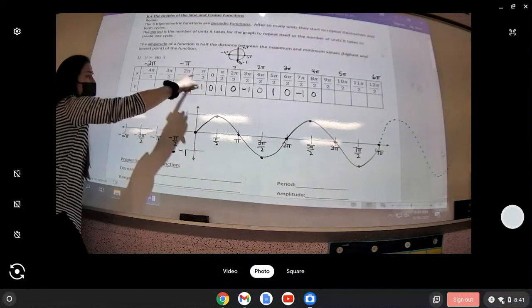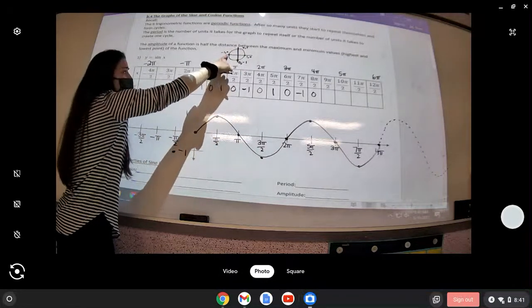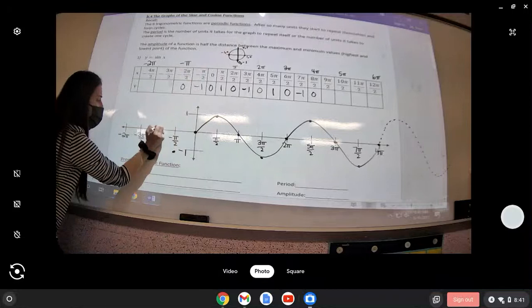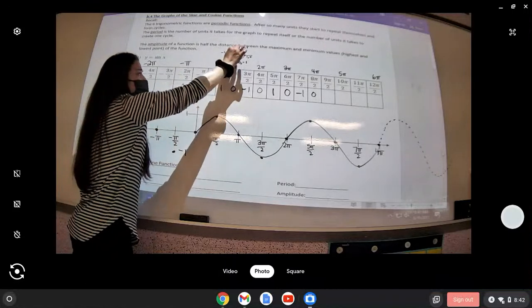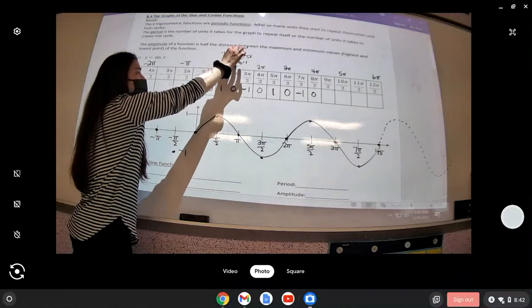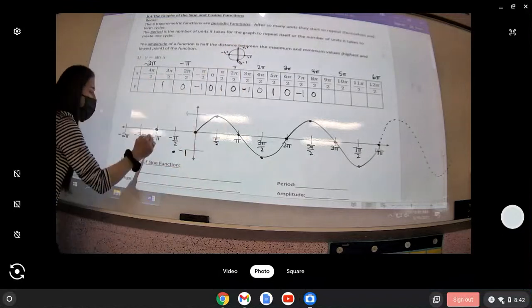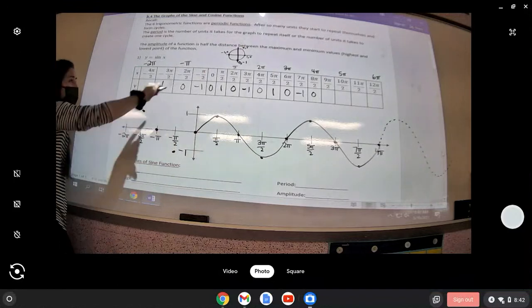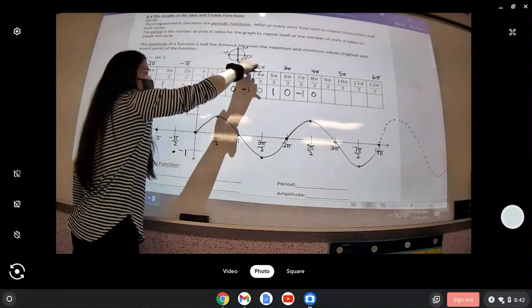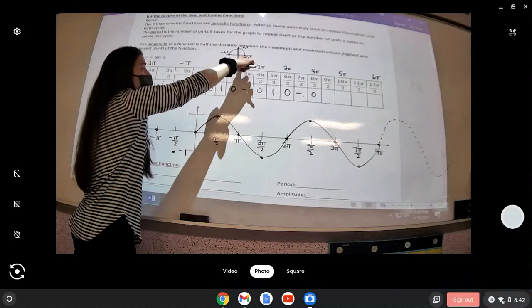All right, -pi is right there. The y-coordinate is 0. All right, -3 pi over 2 is right there in the same spot as positive pi over 2. The y-coordinate is 1. All right, and then -2 pi lands in the exact same spot as 0 or positive 2 pi radians.